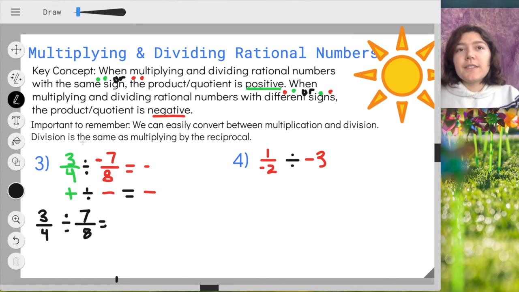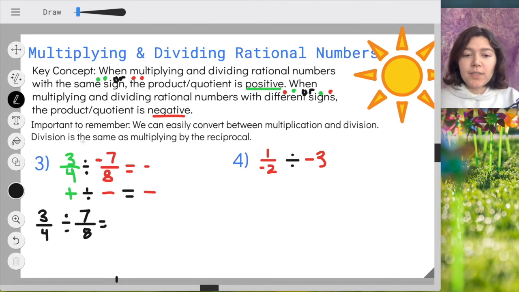So just like we said that subtraction was the same as adding the opposite, the reason it works out that way is subtraction and addition, those are inverse operations. They're closely related. And the additive inverse is the same thing as the opposite.